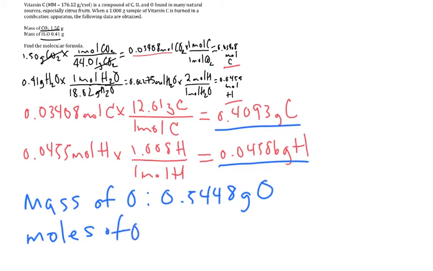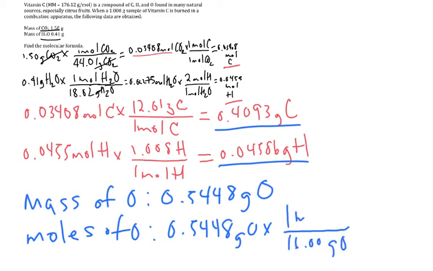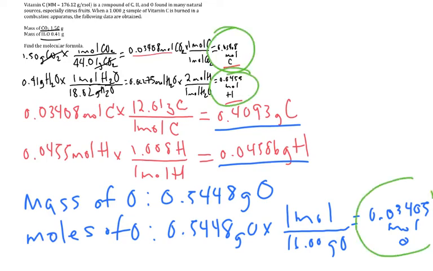So to find moles of oxygen, I need the molar mass of oxygen. Oxygen is 16 grams for every 1 mole. So you get 0.03405 moles of oxygen. Okay, so now we have our moles of carbon, our moles of hydrogen, and our moles of oxygen. So we can write our empirical formula.